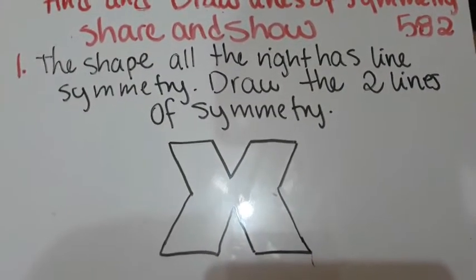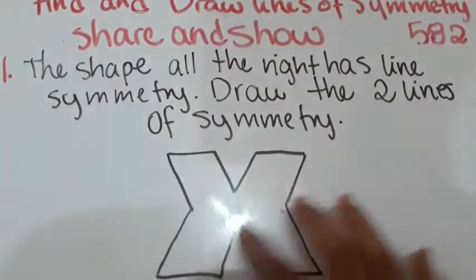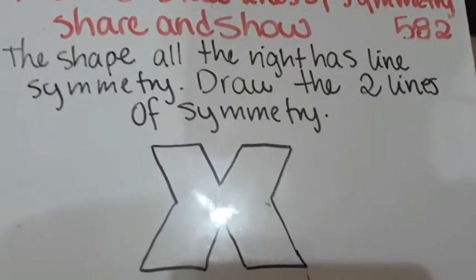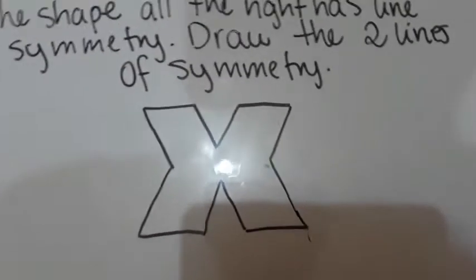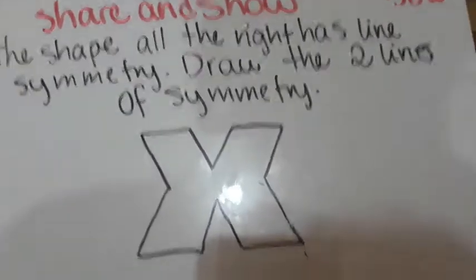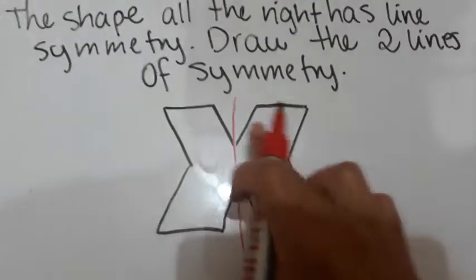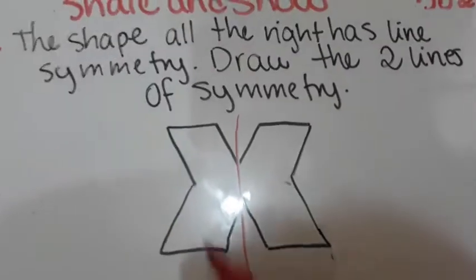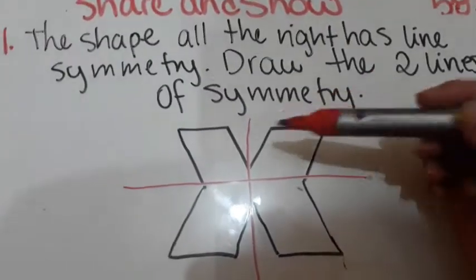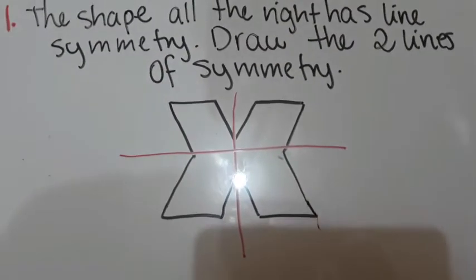Okay, let's go to Sheet and Show. Exercise number 1. The shape on the right has line symmetry. Draw the 2 lines of symmetry we have. Here I have an X, so we are going to find 2 lines of symmetry. We are going to try with the vertical. Yes, we have symmetry. I have the same here and the same here. Let's go with the horizontal. Yes, I have the same. So here we have 1 and 2 lines of symmetry.